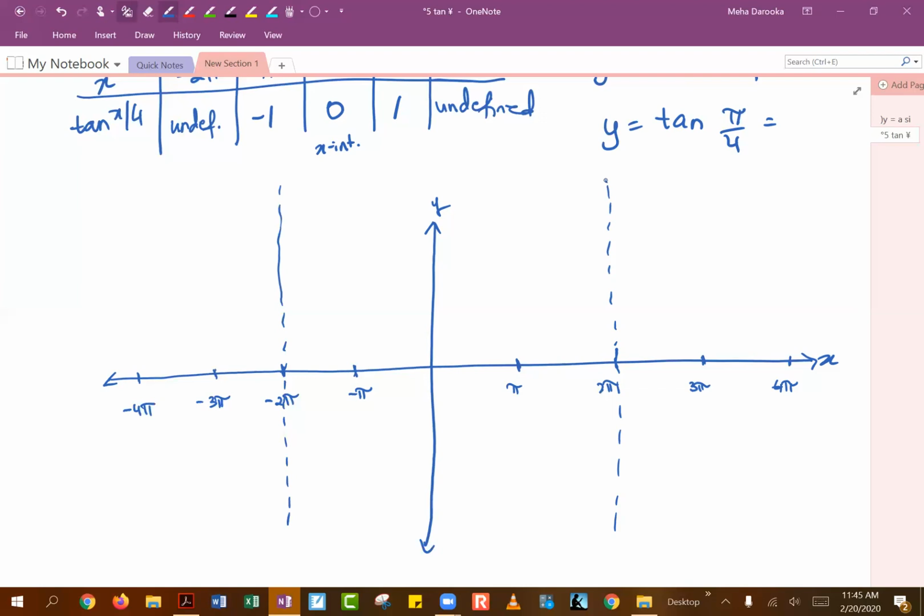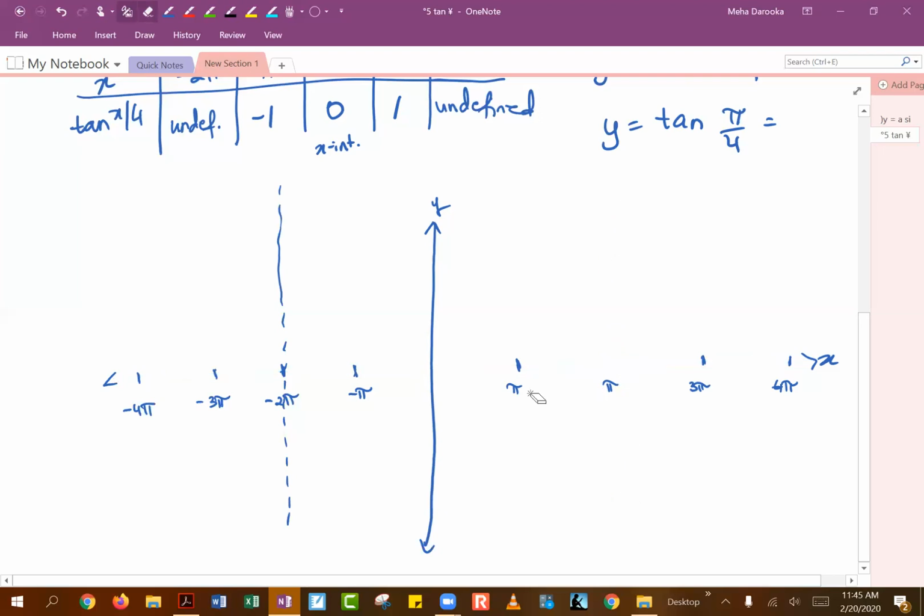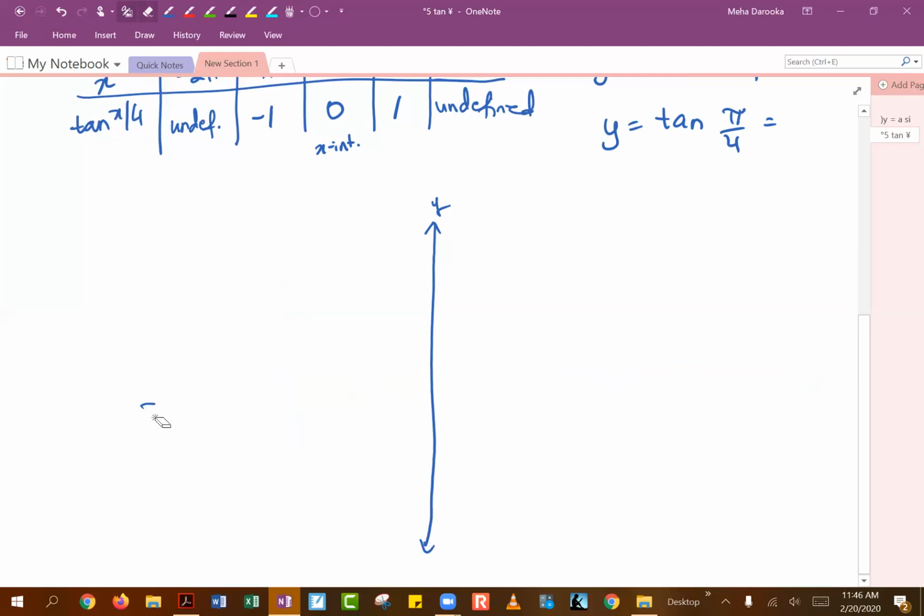So let me see if I can erase some of this stuff out and start over. Okay. If we did pi, 2 pi, 3 pi, 4 pi, 5 pi, 6 pi, there we go. Negative 2, 3, 4, 5, 6.